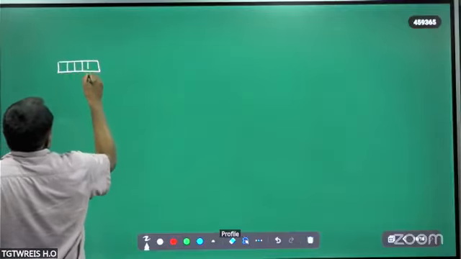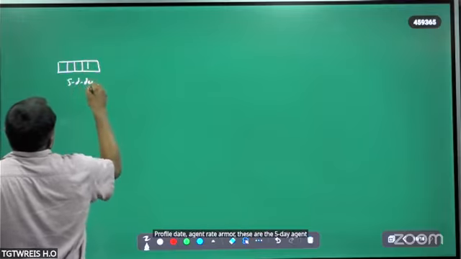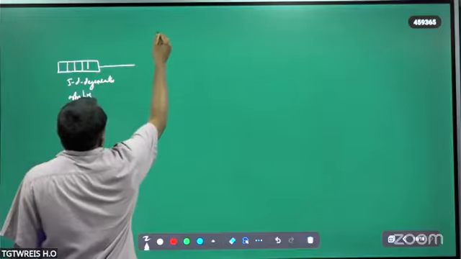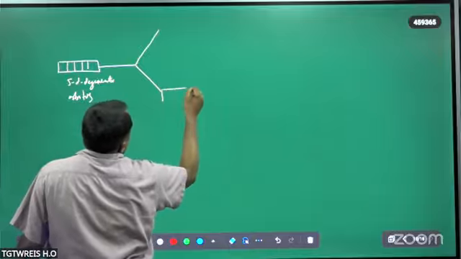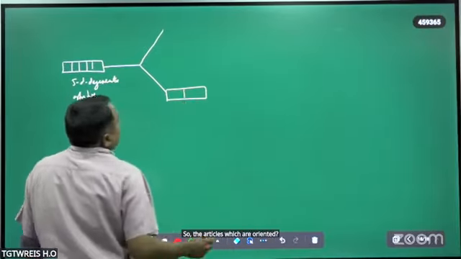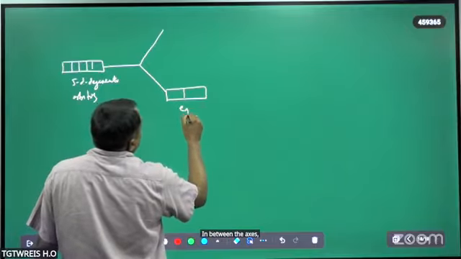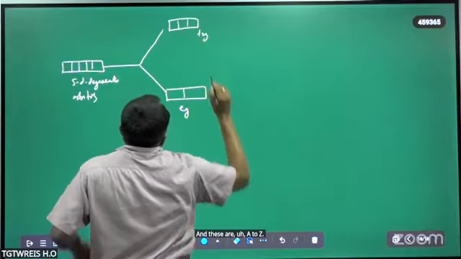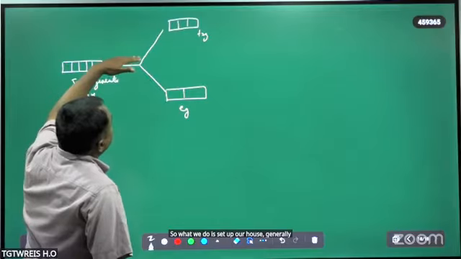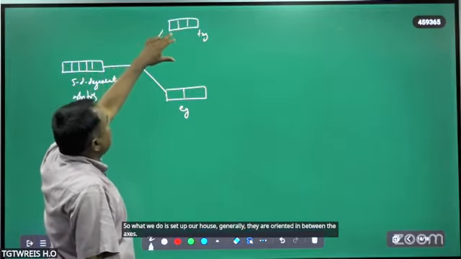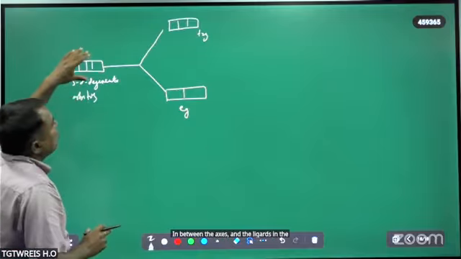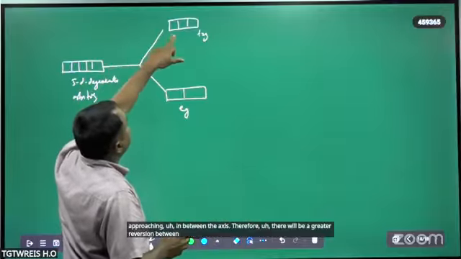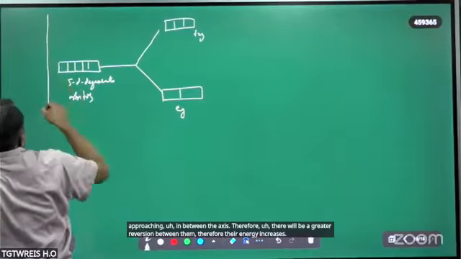So the five d degenerate orbitals split in this way. The d orbitals which are oriented in between the axes are the T2g, and the lower ones are the eg. The T2g set of orbitals are oriented in between the axes, and ligands in the tetrahedral geometry also approach in between the axes. Therefore, there will be a greater repulsion between them, and their energy increases.